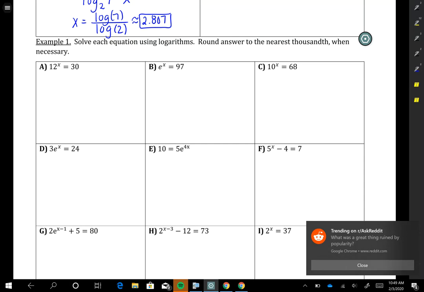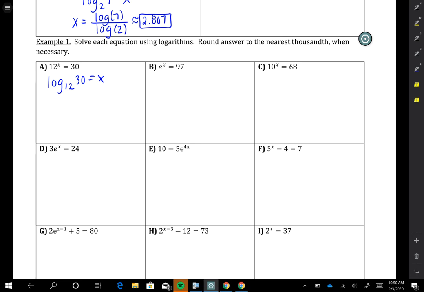Okay, so let's move on to some of these examples down here. Same instructions, let's look at letter A. I have 12 to the x equals 31. Okay, so we also just have a plain exponential equation, nothing to get rid of in front of that 12. So the first thing we do is change this to log form. So this would be log base 12 of 30 equals x. So we're going to use the change of base property. x equals the log of 30 divided by the log of 12.